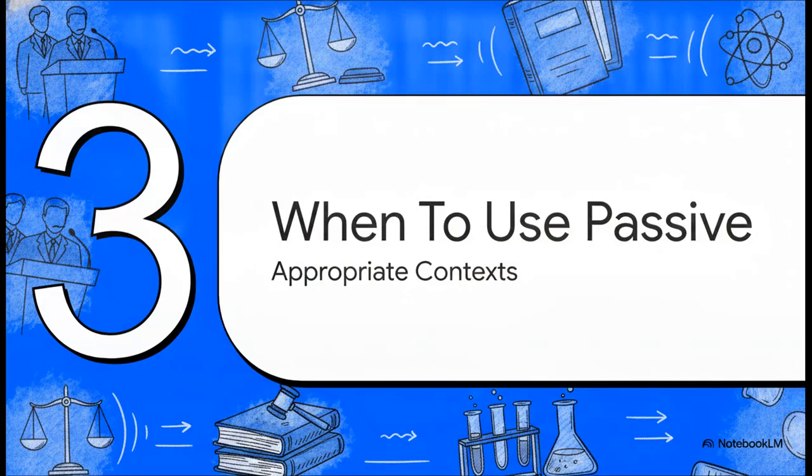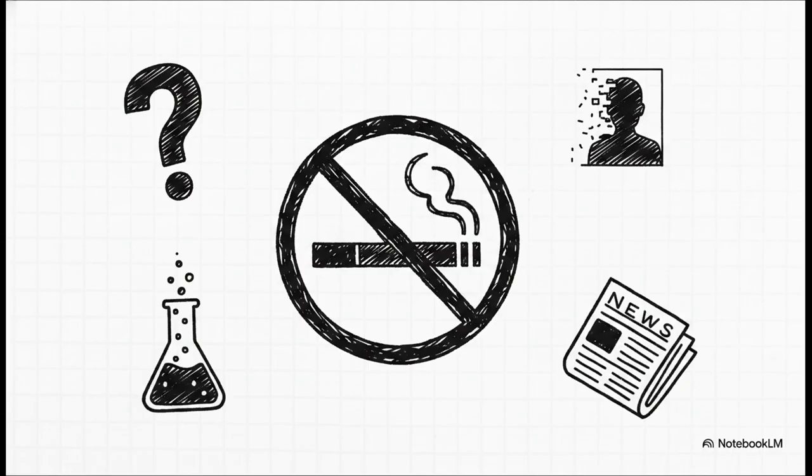Which brings us to Section 3, when to use passive voice. So, you might be wondering, if active voice is so direct and punchy, why do politicians, scientists, and lawyers absolutely love the passive structure? Well, there's a time and a place for it. We use the passive voice specifically when the doer is unknown, when they're unimportant, or when the actual result matters way more than who caused it. Think about a "smoking is prohibited" sign. The sign doesn't need to say "building management prohibits smoking," right? The result, no smoking, is literally the only thing that matters.